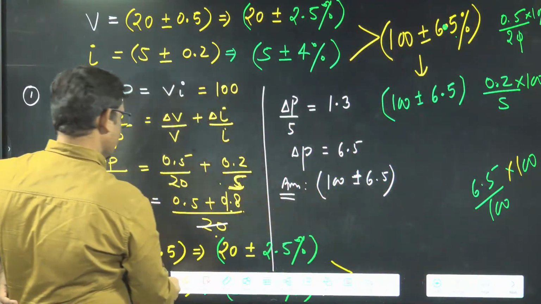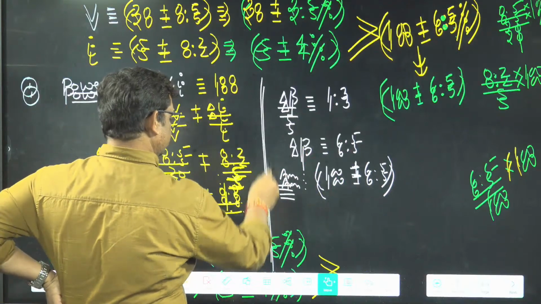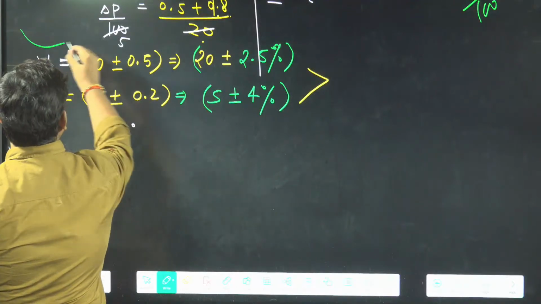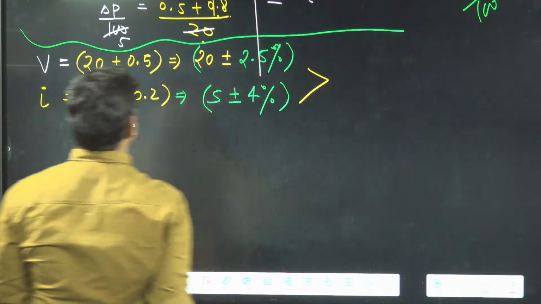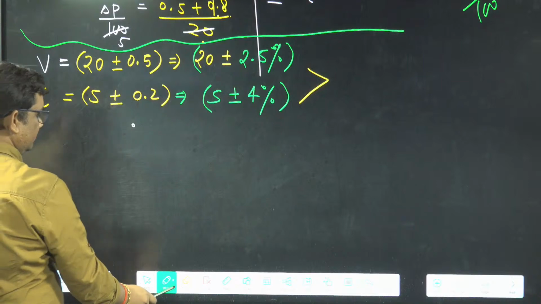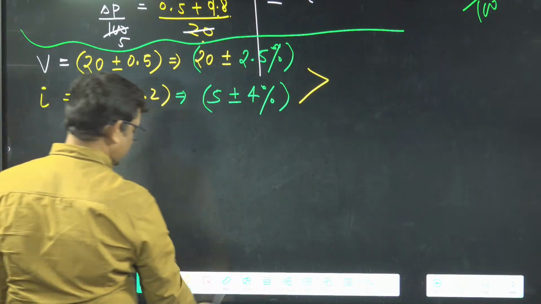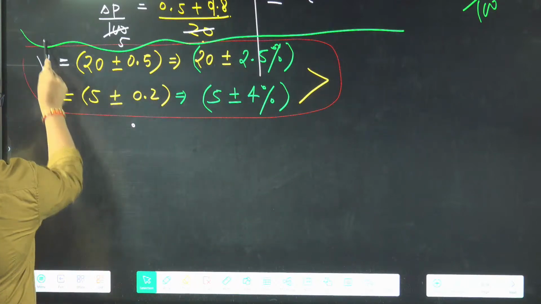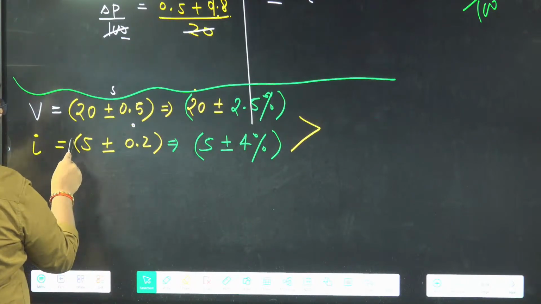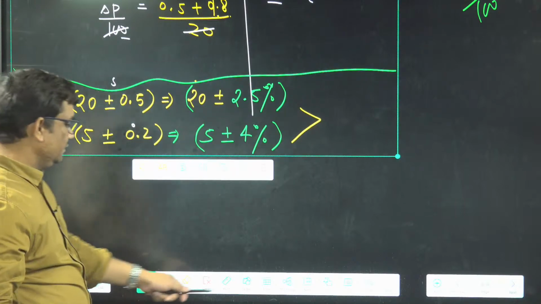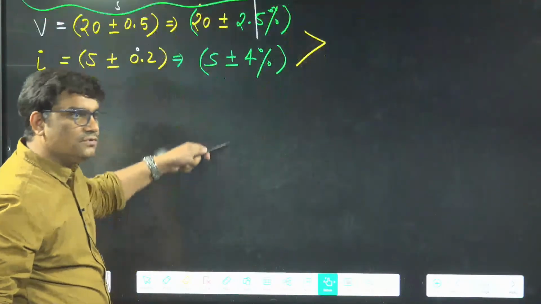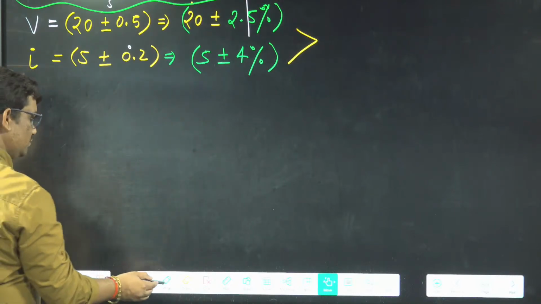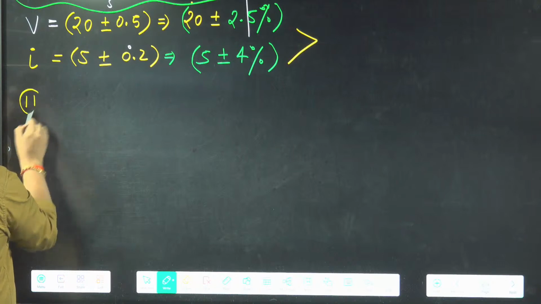Yes, ready now? Right, second question. Find resistance. If you have to find the resistance, then you will go by division, because everyone knows. Okay, in the same question, second part, resistance.